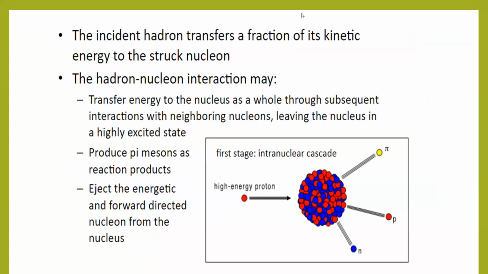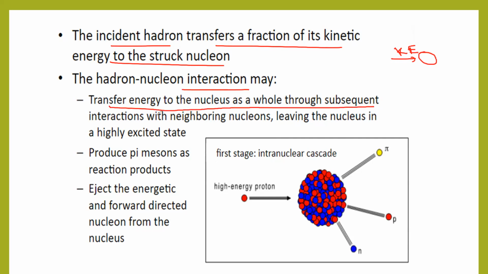So the incident hadron means the hadron which is going to attack transfers a fraction of its kinetic energy to the struck nucleus. This struck nucleus it attacks, so it transfers its kinetic energy. The hadron-nuclear interactions may transfer energy to the nucleus as a whole through subsequent interaction with neighboring nucleons, leaving the nucleus in a highly excited state. So just see, a high energetic proton or high energetic hadron attacks the nucleus and specific subatomic particles are released.